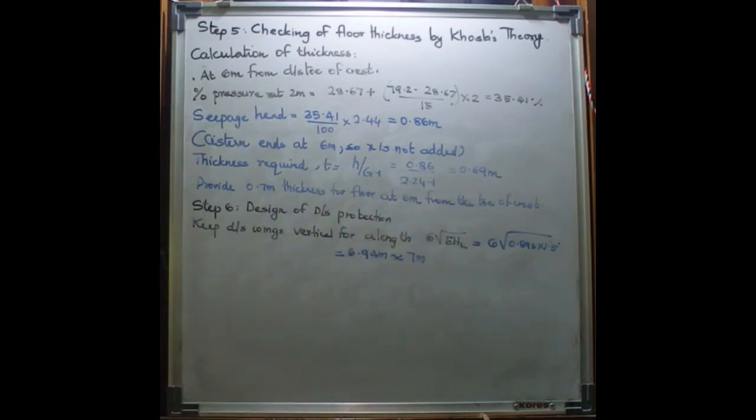So the downstream wings will be kept vertical for a length 6 root EHL.